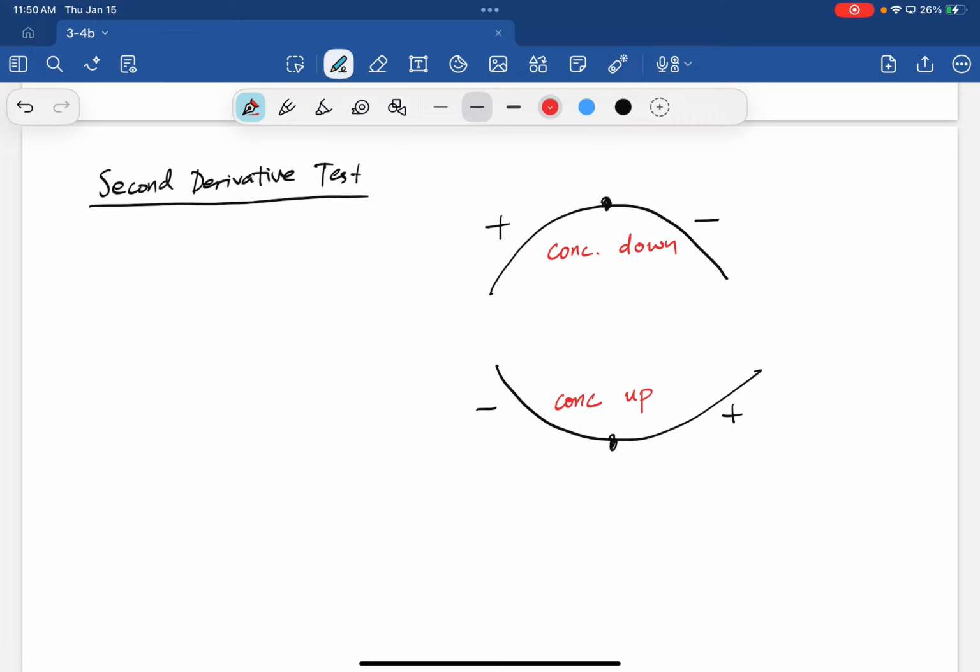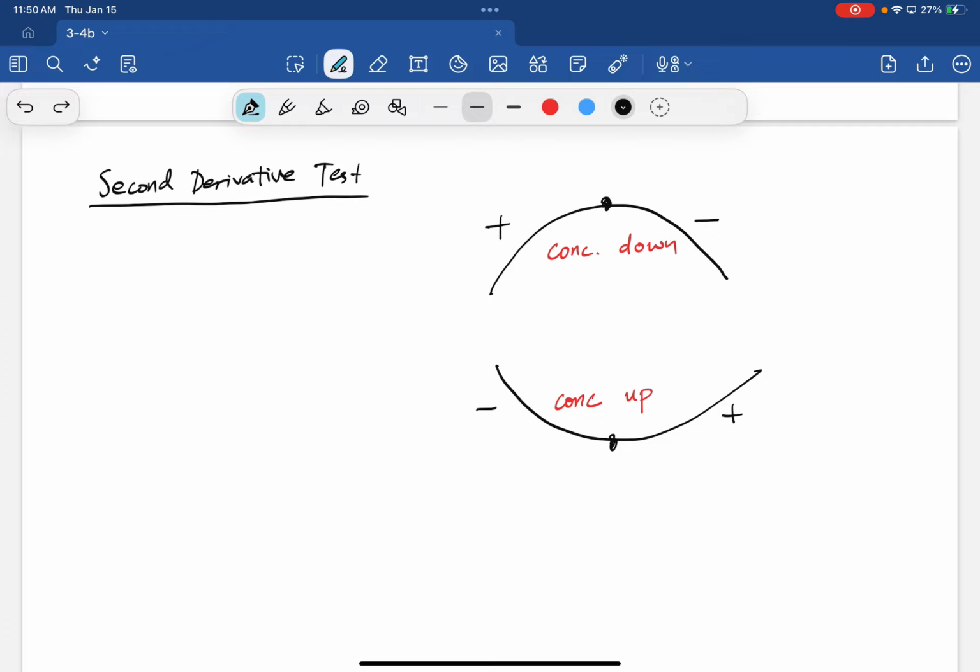If you think about it, every time we have a relative maximum in our graph, for example on the top, the graph will always be concave down. And whenever we have a graph that has a relative minimum, it's always going to be concave up at that point. Makes sense? And so that's what we call the second derivative test. So you could think of it as opening up or opening down.